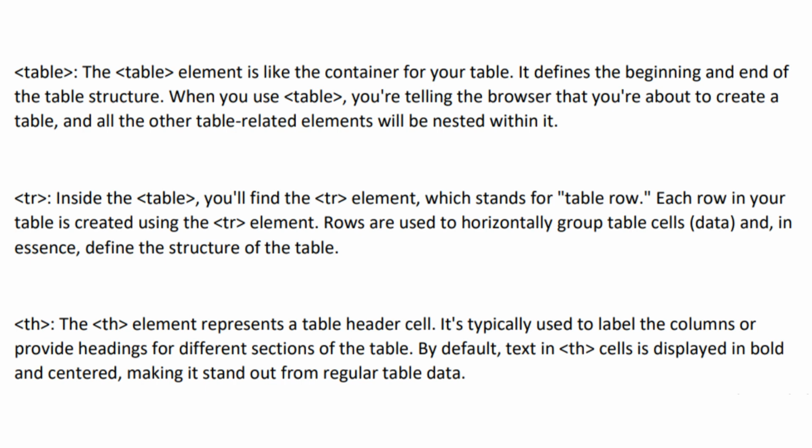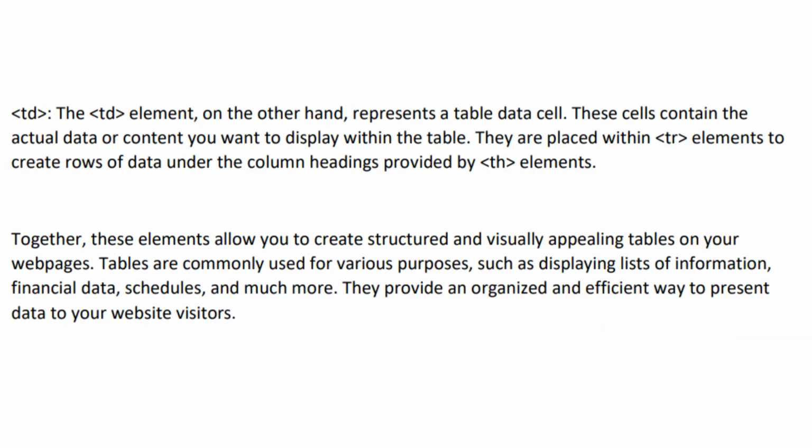TH. The TH element represents a table header cell. It's typically used to label the columns or provide headings for different sections of the table. By default, text in TH cells is displayed in bold and centered, making it stand out from regular table data. TD. The TD element, on the other hand, represents a table data cell. These cells contain the actual data or content you want to display within the table. They are placed within TR elements to create rows of data under the column headings provided by TH elements.